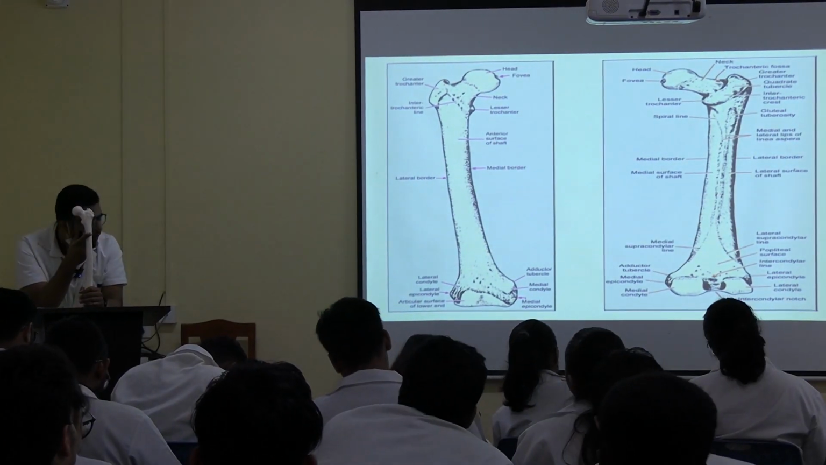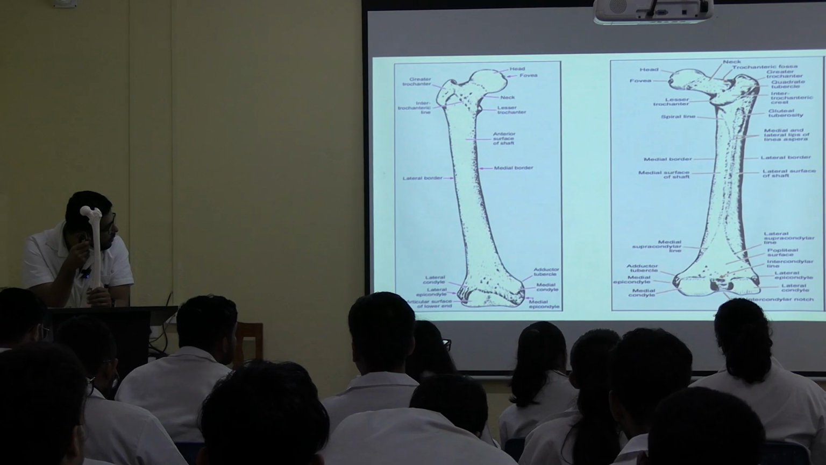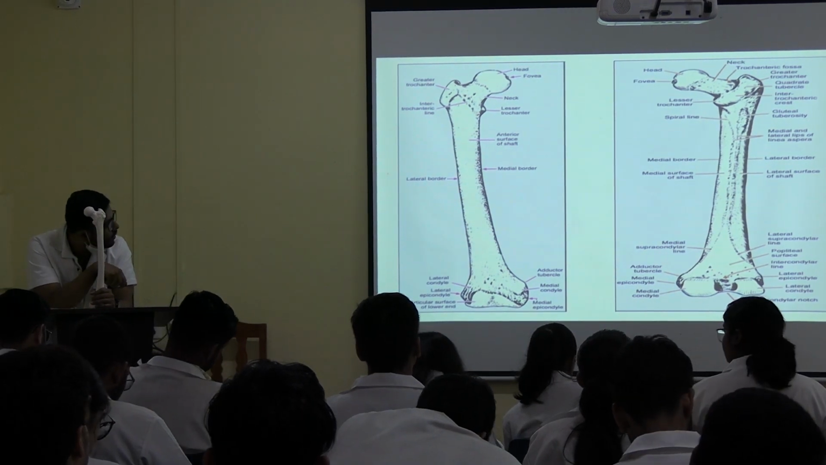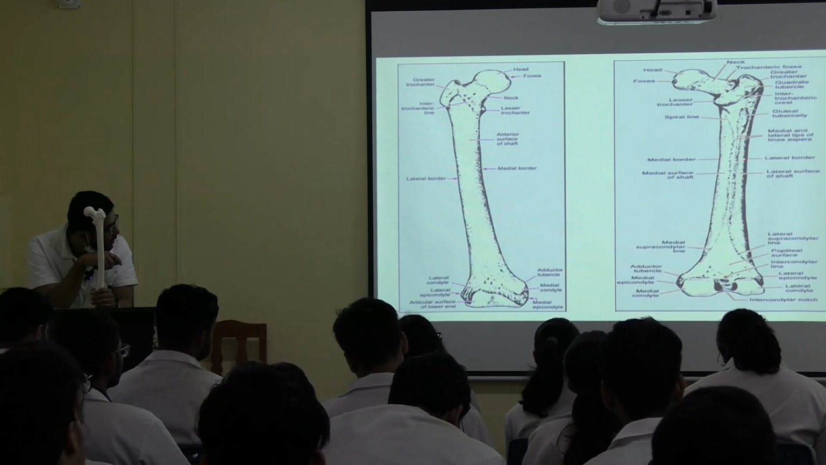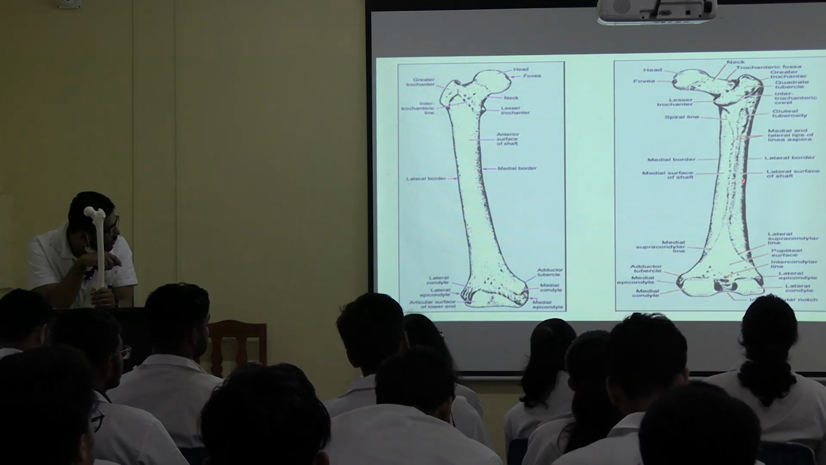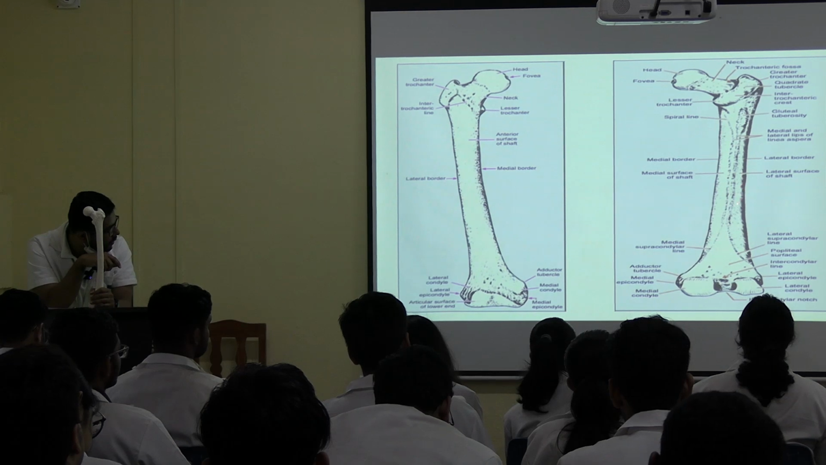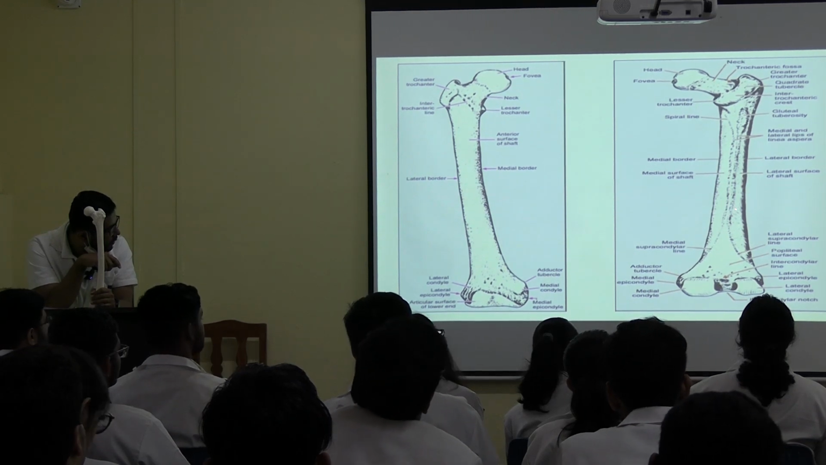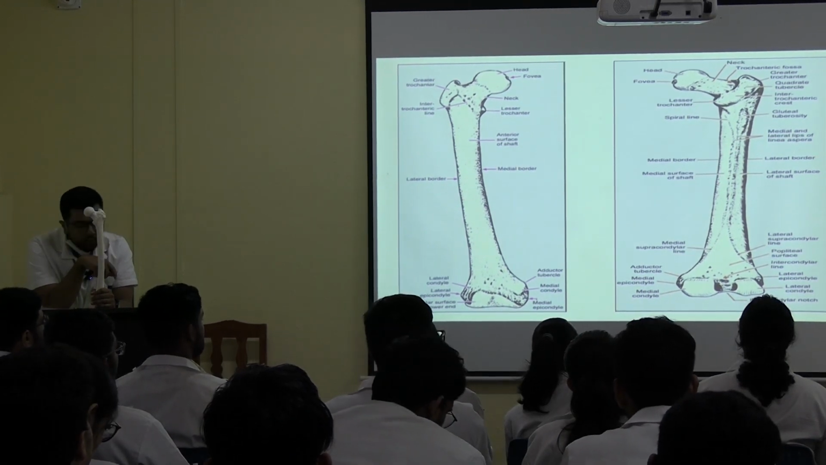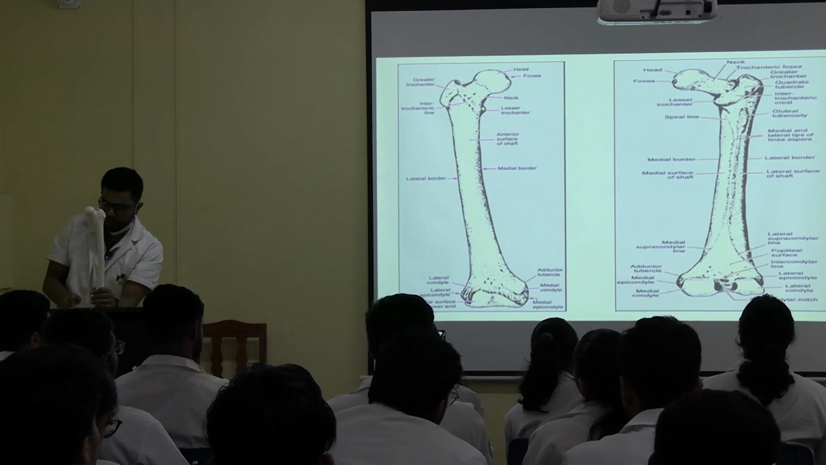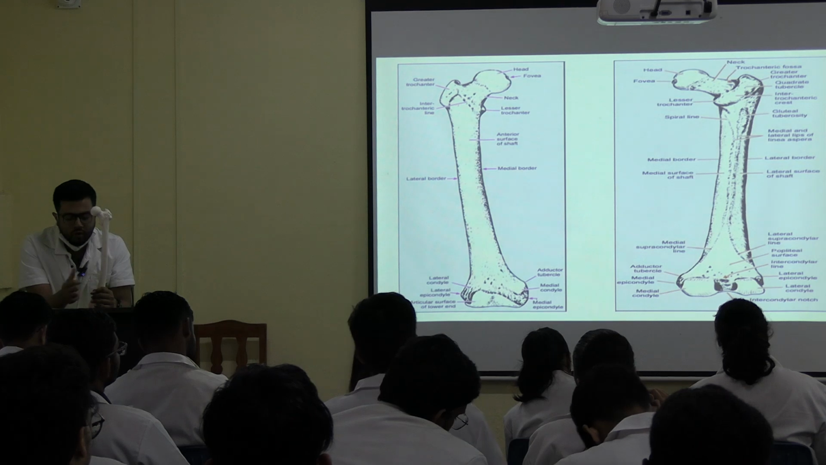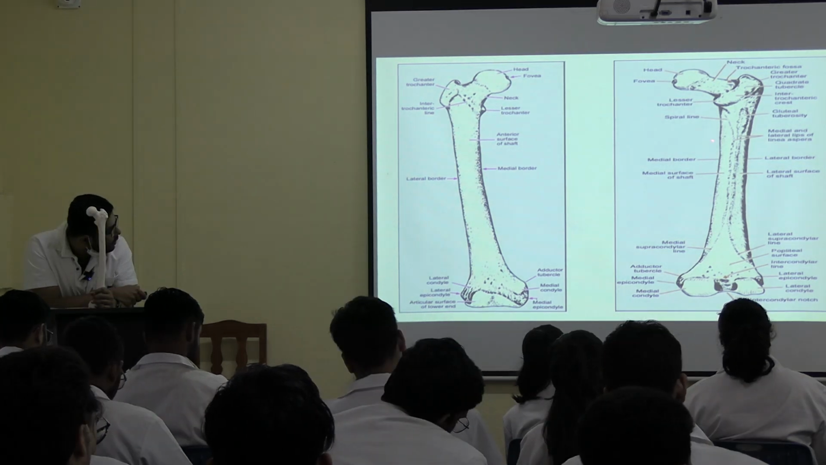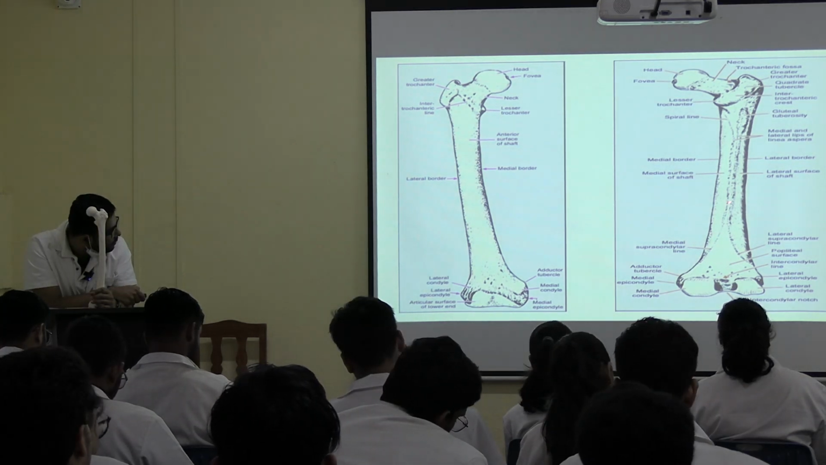Gluteal tuberosity is not present here. You cannot see it on this. From the gluteal tuberosity also, there is a line coming down and joining on the middle part. This whole part is the posterior border only, but it has a name. This is linea aspera. The posterior border of femur is called linea aspera. This part is linea aspera.